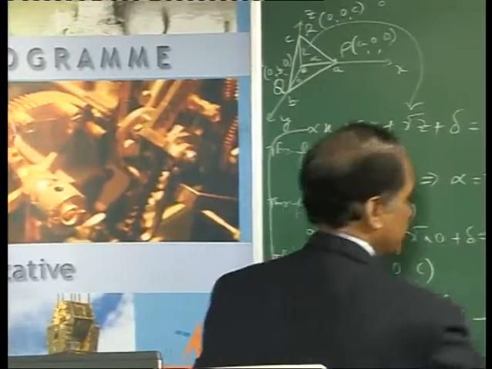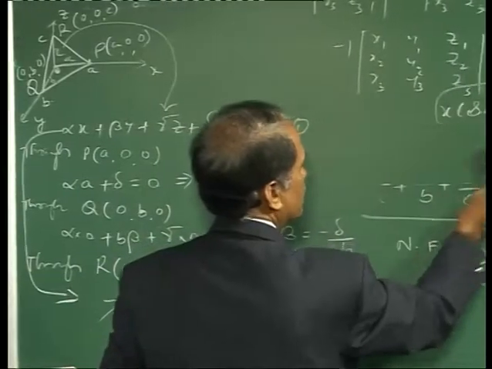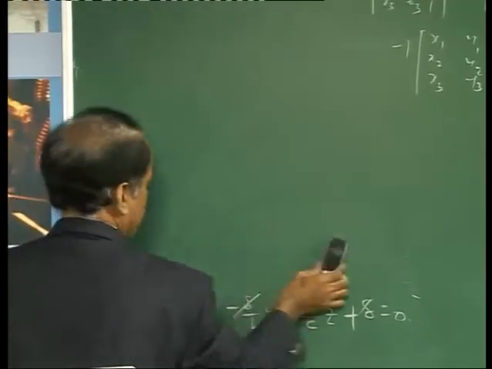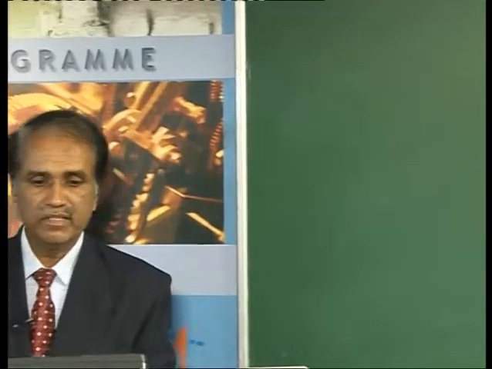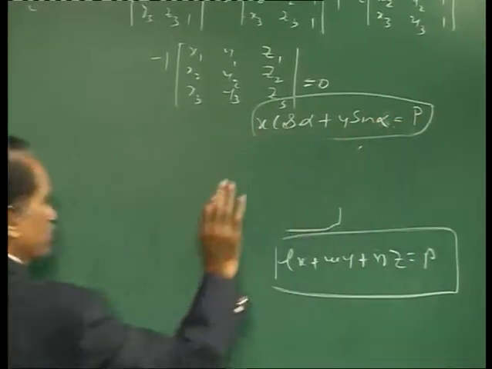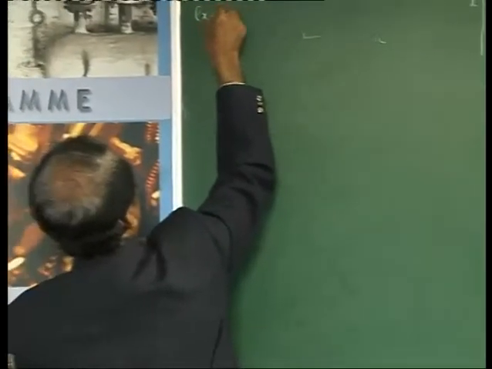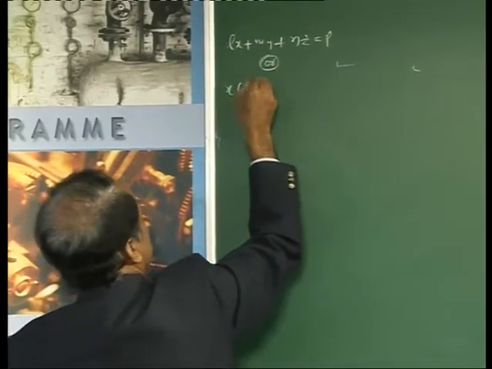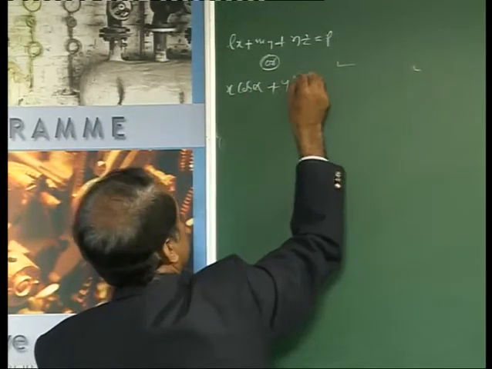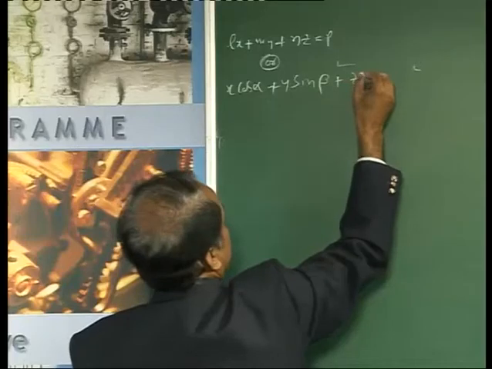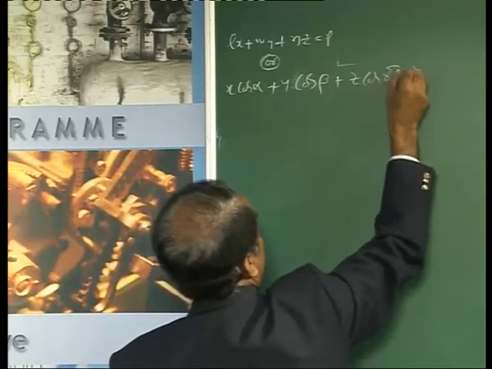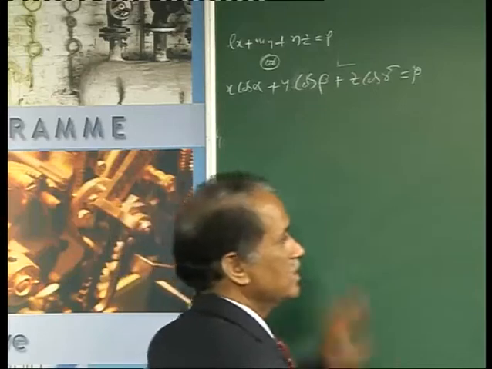x cos alpha plus y sin alpha is equal to P is the normal form of the straight line, and here we represent x cos alpha plus y sin alpha, in fact direction cosines. Anyway, this is for two dimensional, so that Lx plus My plus Nz is equal to P, or x cos alpha plus y cos beta plus z cos gamma is equal to P. This is the normal form in the three dimensional case.